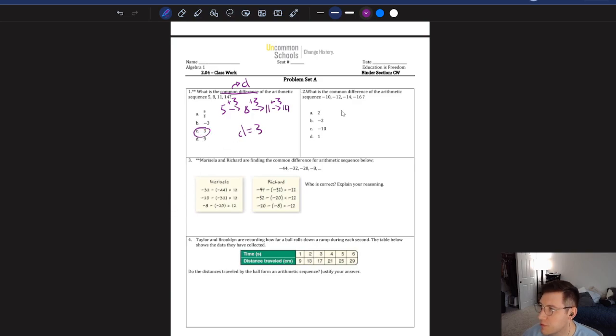For number 2, we just have to be really careful, right? If we think about how we go from negative 10 to negative 12, remember that we're actually not adding 2 here, so be really careful with that. We are not adding 2, we're actually subtracting 2. And so D is going to be negative 2.